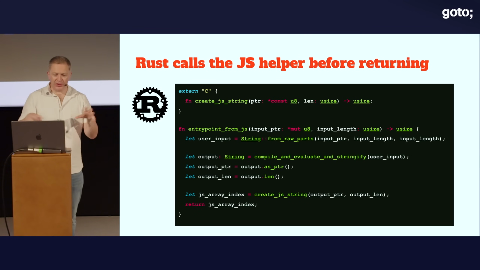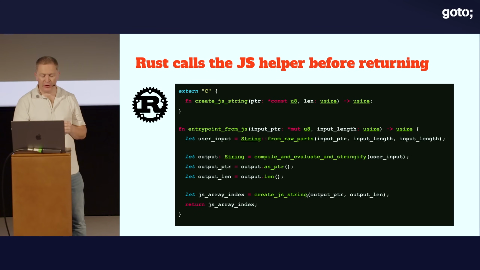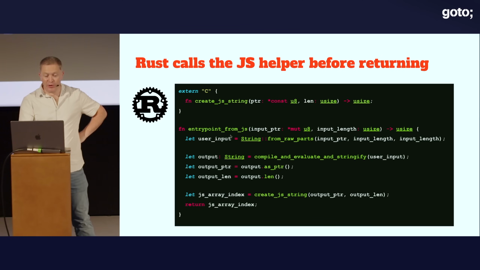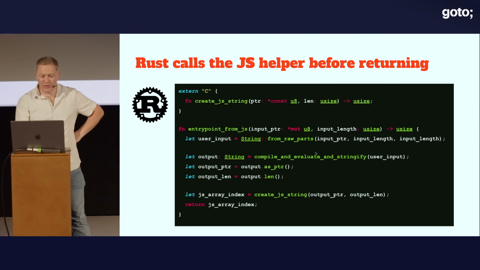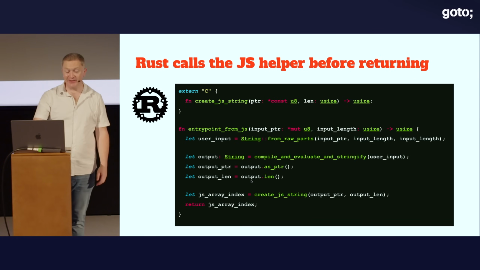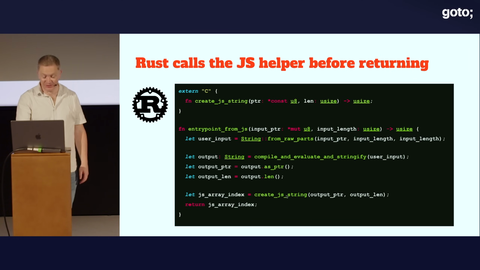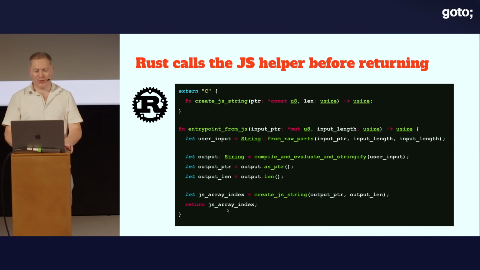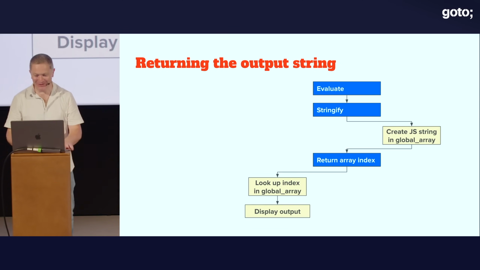And so our Rust code calls that helper before it returns back out to JavaScript. So it's this create JavaScript string here at the bottom that's being called. This is our entry point from JavaScript that's inside the Rust module. It's taking the input pointer and input length, making a string out of that, compile and evaluate and stringify the input. So that gives us an output. Split that into a pointer and length again. Create the JavaScript string and put it into this global array and get the index back. So it's kind of a lot. So this is how it works to return a string.